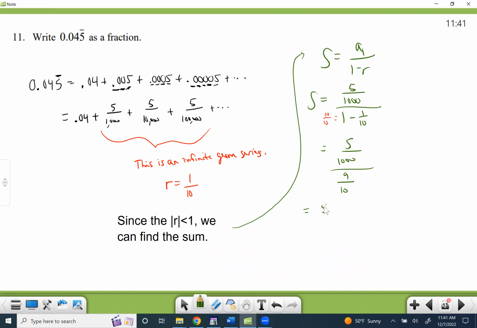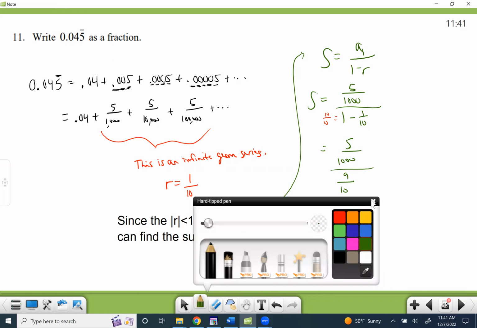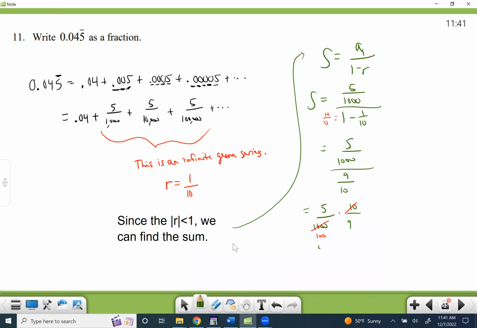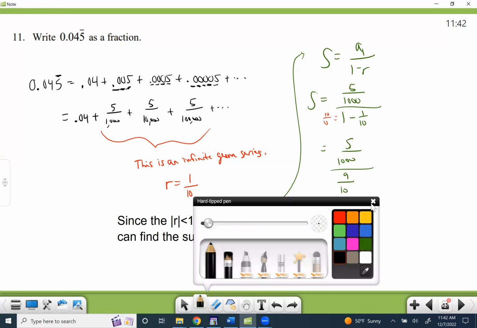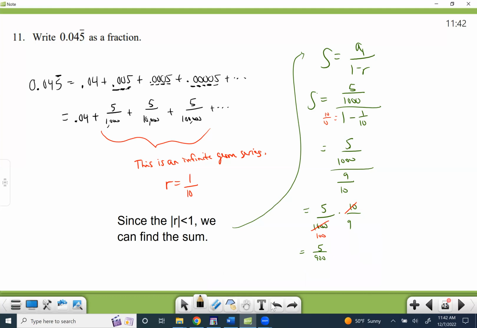And so flip and multiply: 5 over 1,000 times 10 over 9. I can cross cancel. The 10 goes away and 10 goes into 1,000 100 times. So it looks like I'm getting 5 on top of 900. Again, just put this into your calculator, you guys. This is only for people whose calculators don't do all this stuff. So 5 over 900 is going to be the sum of this stuff right here, the stuff that we've highlighted in red.